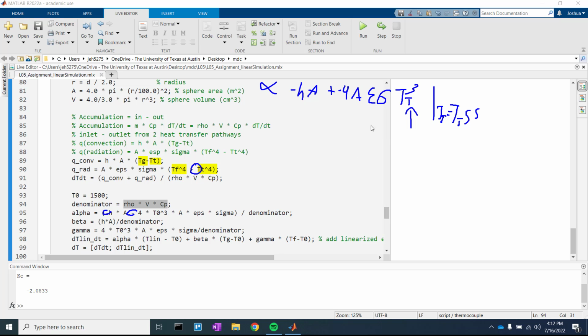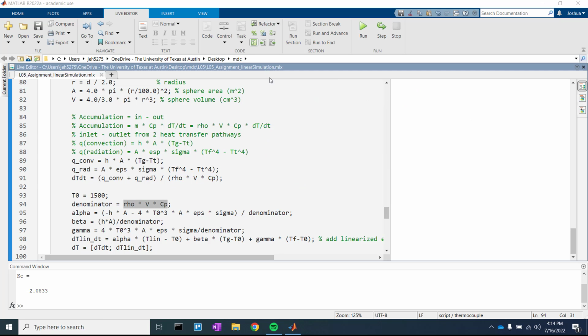And remember, this is all going to be divided by the new denominator because we want it only in terms of derivative of temperature with respect to time. And so we're going to take that mass times Cp right here. The mass comes from the rho, the density, and the volume, and then the heat capacity. So we're going to take those all and put them on the denominator.